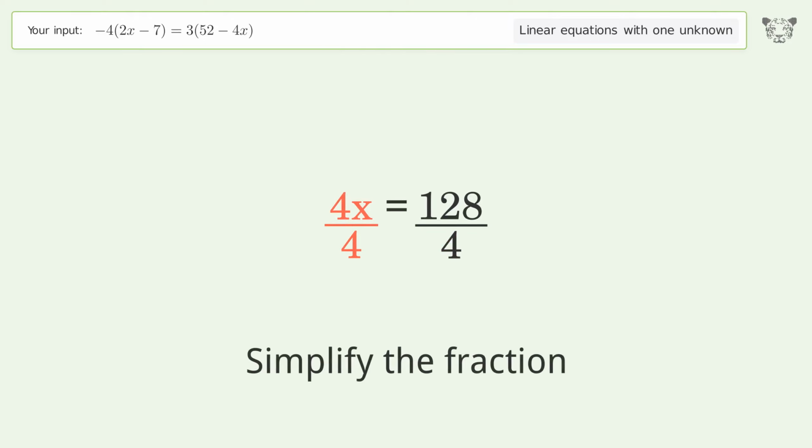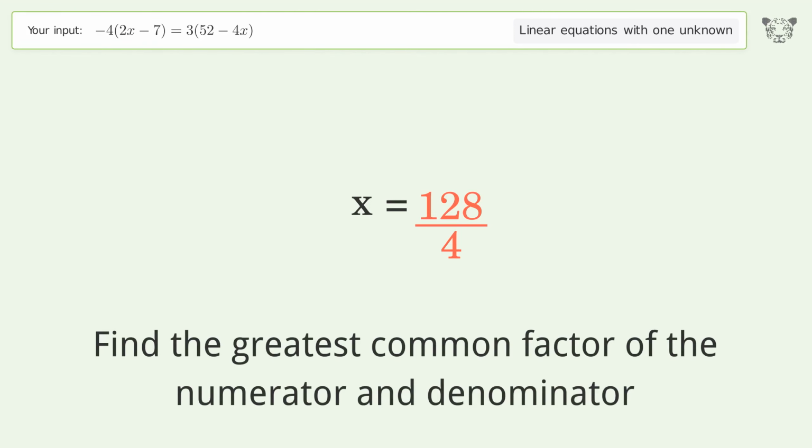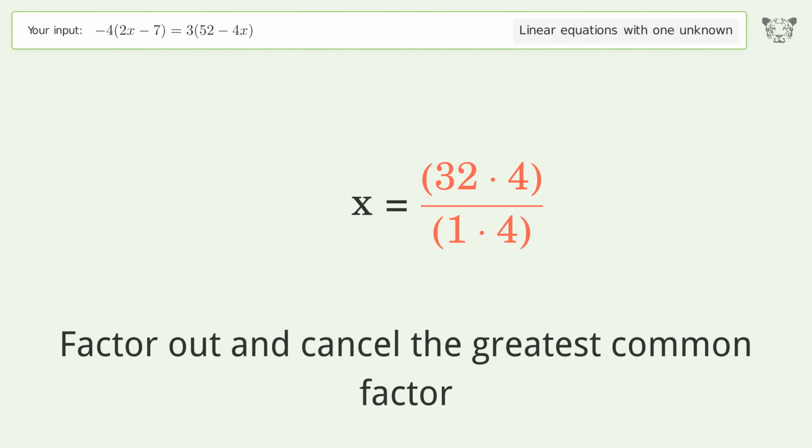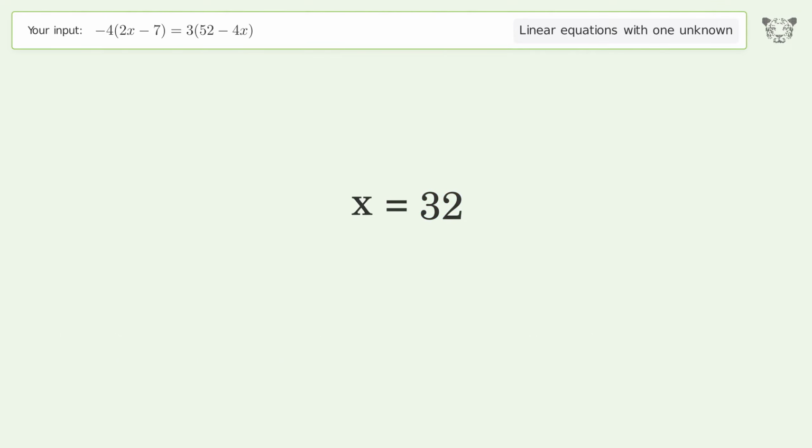Simplify the fraction. Find the greatest common factor of the numerator and denominator. Factor out and cancel the greatest common factor. And so the final result is x equals 32.